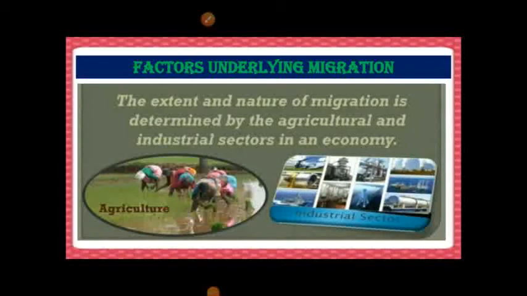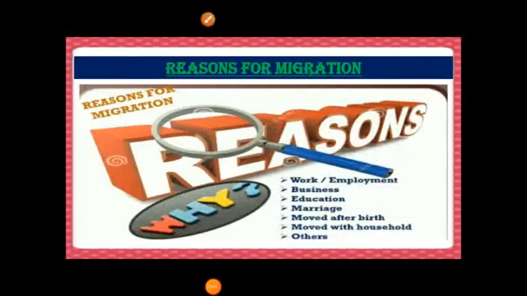Factors underlying migration. The extent and nature of migration in any society is basically determined by the nature of the development process experienced by that society. That is, the type and scale of development achieved by the agricultural and industrial sectors in an economy would determine the migratory patterns. Reasons for migration in India are work or employment, business, education, marriage, moved after birth, moved with household, and others.